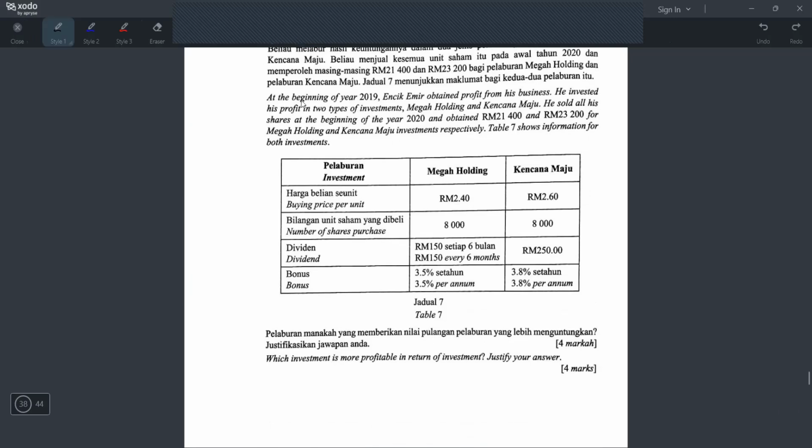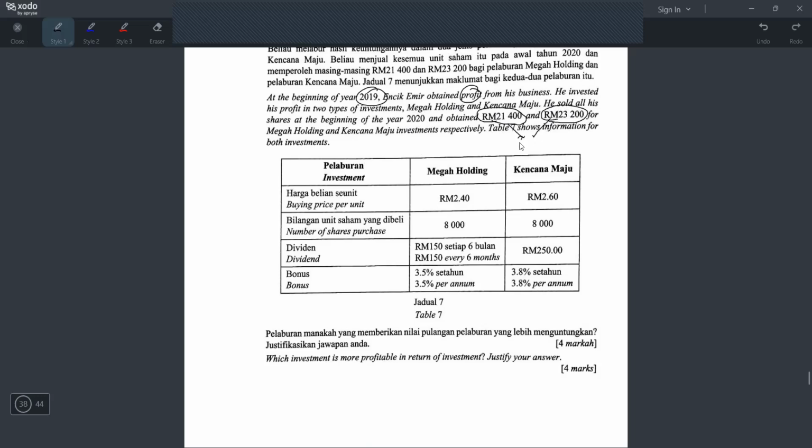Okay, let's do C. Let's read the question first. At the beginning of year 2019, Encik Emir obtained profit from his business. Okay, so profit. He invested his profit in two types of investment, Mega Holding and Kencana Maju. Okay, two types of investment. He sold all his shares at the beginning of the year 2020 and obtained 21400 and 23200 for Mega Holding and Kencana Maju investment respectively. So this is the selling price. Okay, the selling price. Table 1 shows the information for both investments.